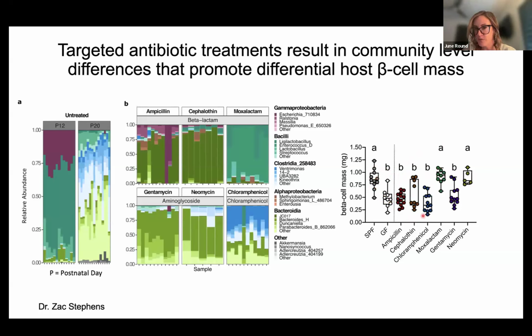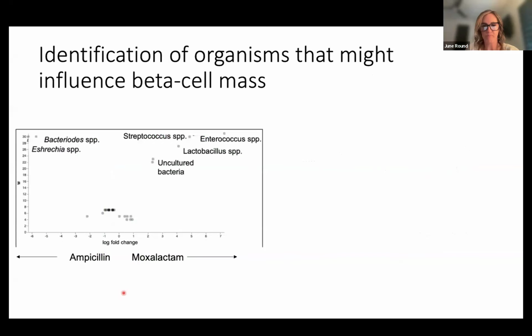So for these animals that were treated with these single antibiotics, they either lost an organism that was important for promoting beta cell mass, or perhaps in moxilactam animals, they allowed for expansion of an organism that positively influenced beta cell mass. So in this way, we're able to ask, well, what changes in the community occur, and what organisms can we follow up?